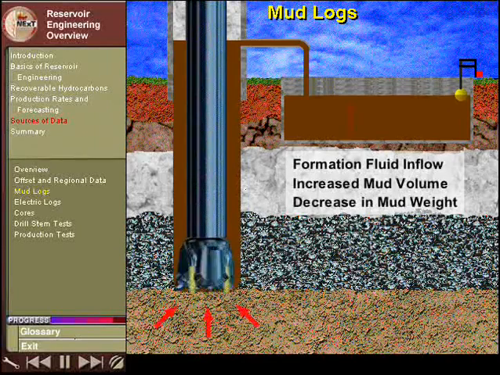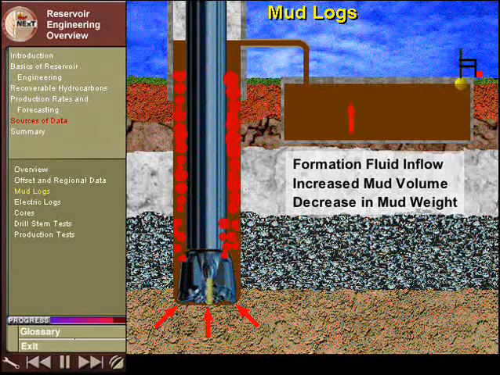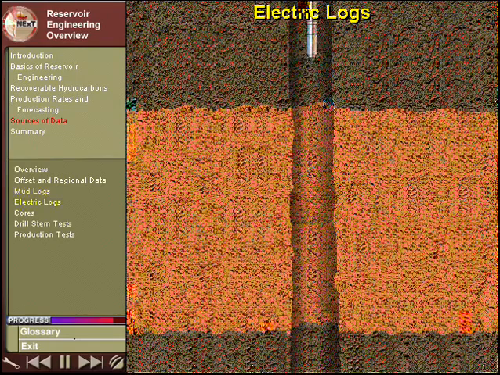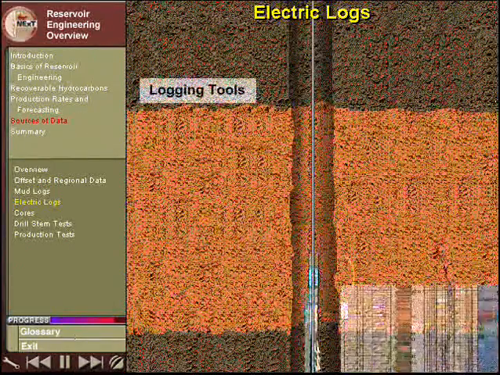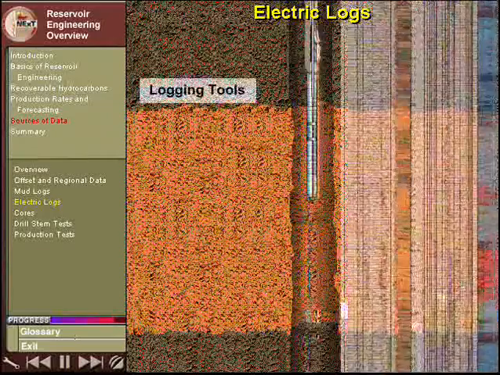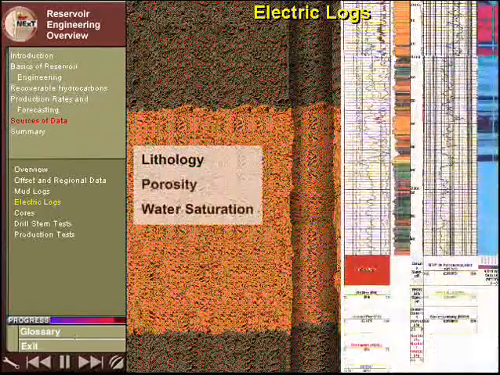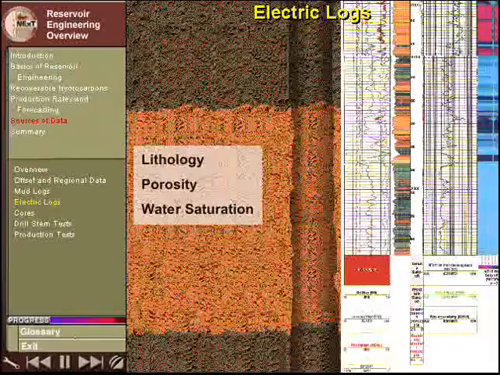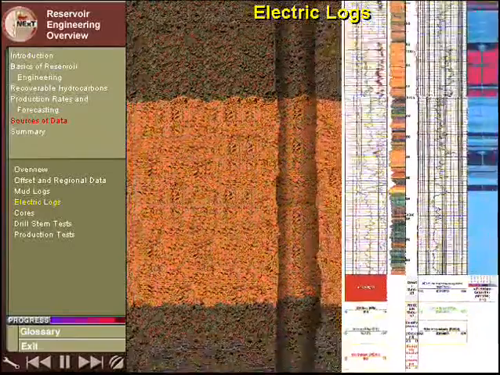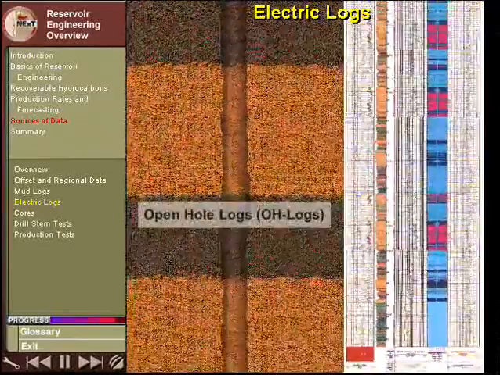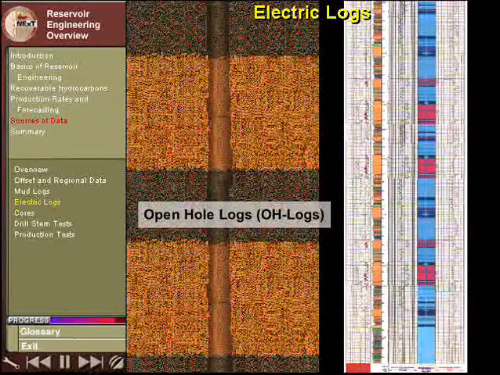Any significant inflow of fluid into the well will show up as an increase in the mud volume or a decrease in the weight of the mud. Once a well is drilled, special tools to investigate the formation are run into the well on wireline. These tools are called logging tools. They produce electric logs. Logging tools provide a great deal of information about the well and the reservoir, such as lithology, porosity, and water saturation. When logging tools are run into the well before a casing is run, they are called open-hole logs.